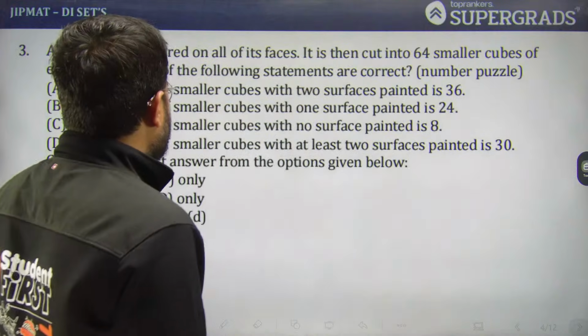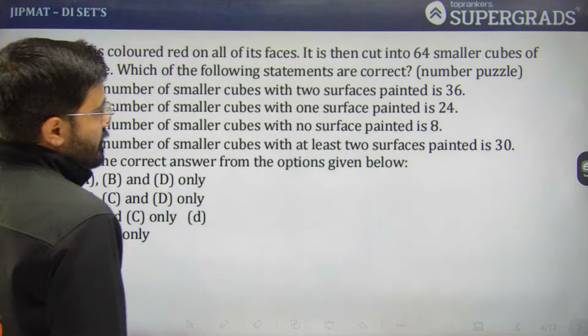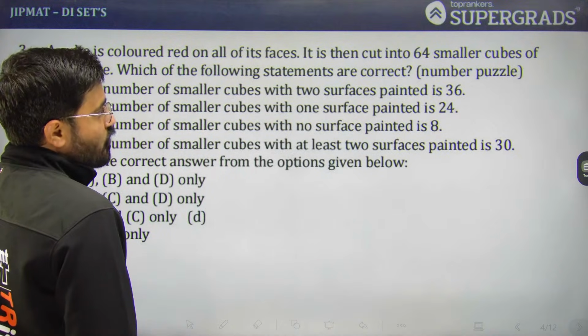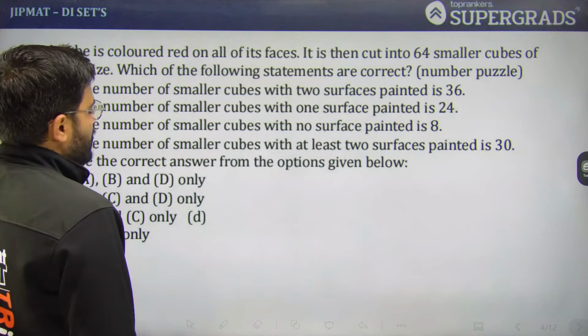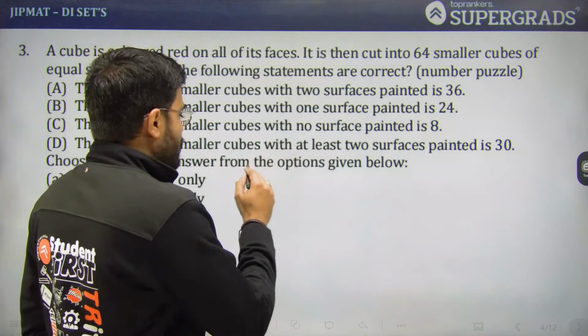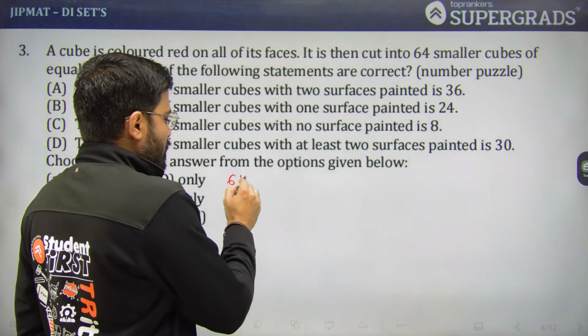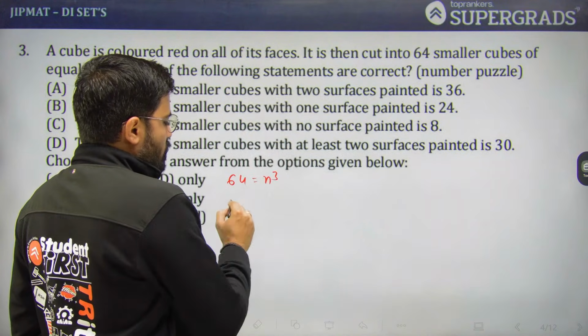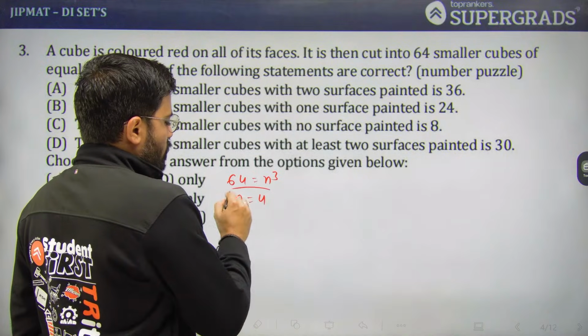A cube is colored red on all its faces. Then it is cut into 64 smaller cubes of equal size. So, if it is cut into 64 smaller pieces, 64 is equal to n cube. So, n comes out to be 4.